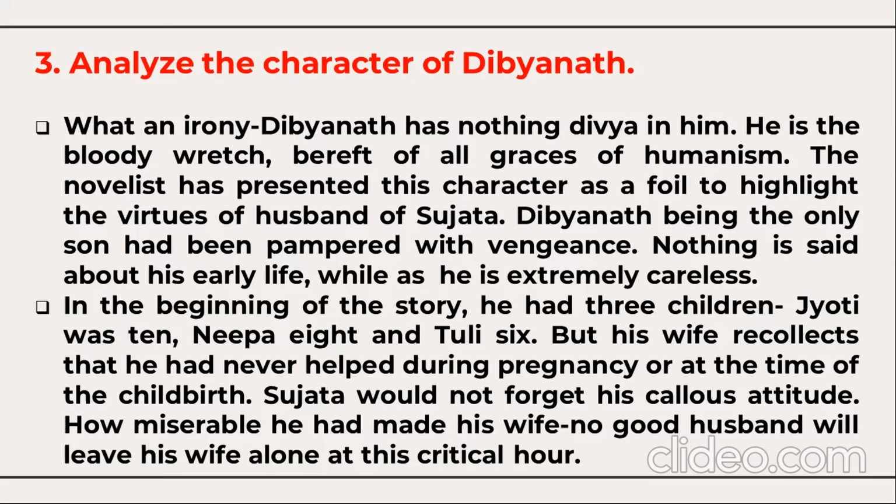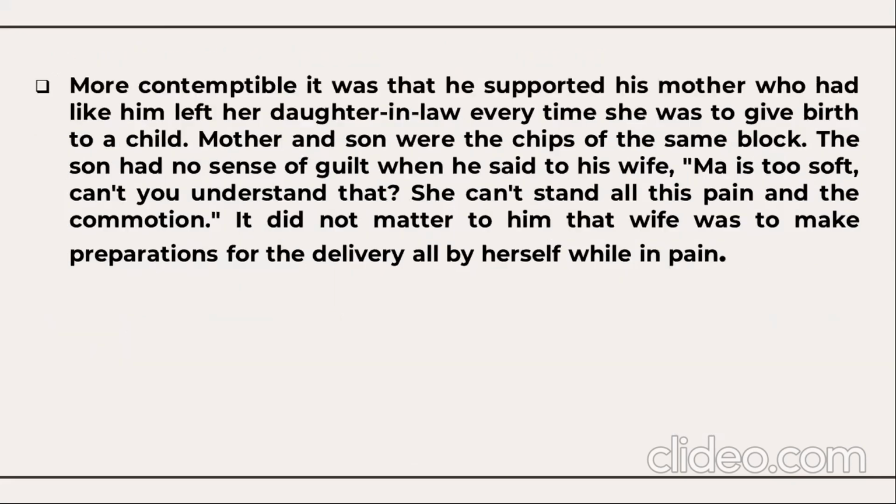In the beginning of the story, he had three children: Jyoti, who was 10, Nipa, 8, and Tuli, 6. But his wife recollects that he had never helped during pregnancy or at the time of the childbirth. Sujata would not forget his careless attitude, how miserable he had made his wife. No good husband will leave his wife alone at this critical hour. More contemptible was that he supported his mother, who had, like him, left her daughter-in-law every time she was to give birth to a child.